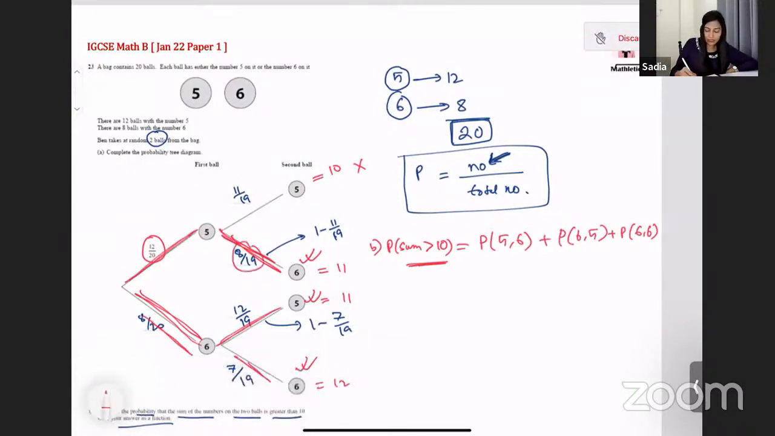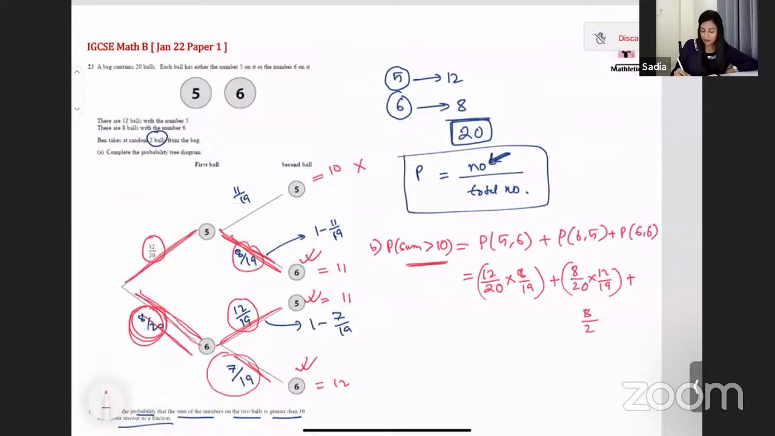So 12 by 20 into 8 by 19. Then 8 by 20 into 12 by 19. And the last one is 8 by 20 into 7 by 19. So this will give us a value of 62 by 95.